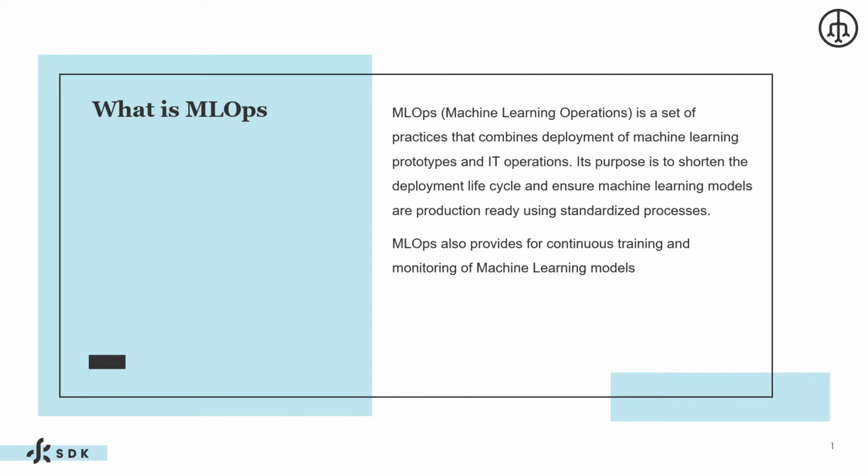So what is MLOps anyway? MLOps, which is machine learning operations, is derived out of the concept of DevOps, helping to get machine learning models up to production state readiness and to make sure that they are continuously trained and monitored throughout their life cycle. One of the key objectives is to ensure that we're getting ML models up to production as quickly as possible.